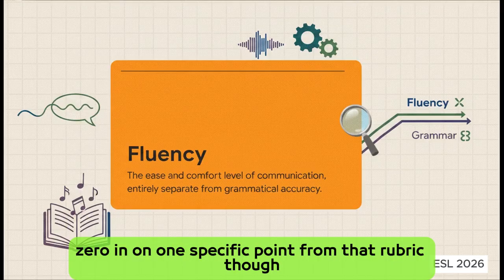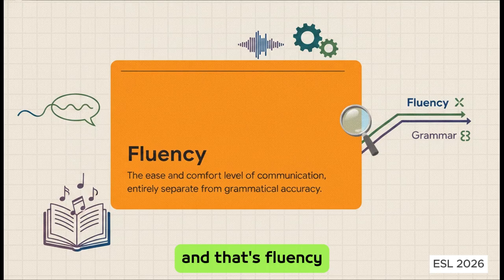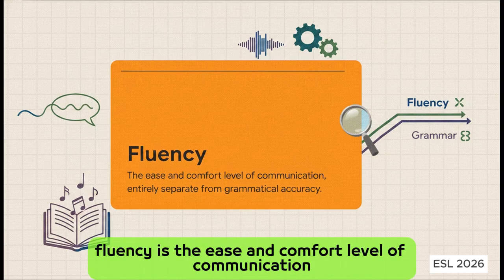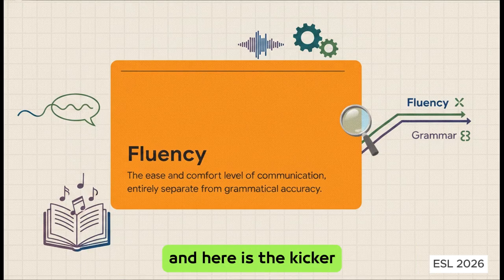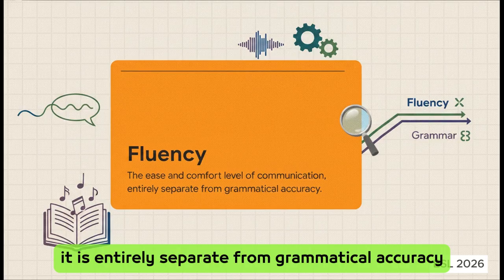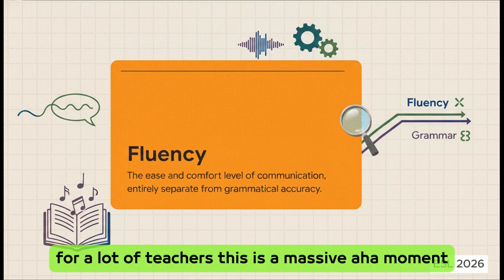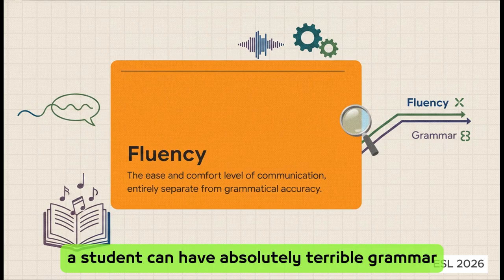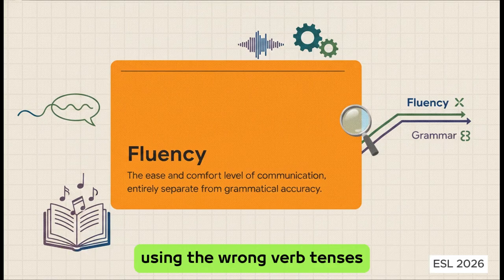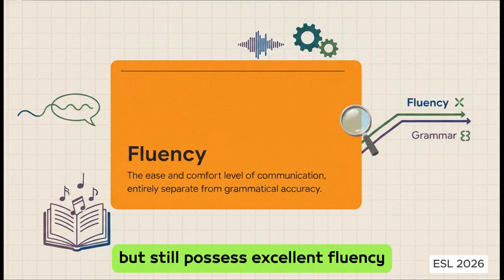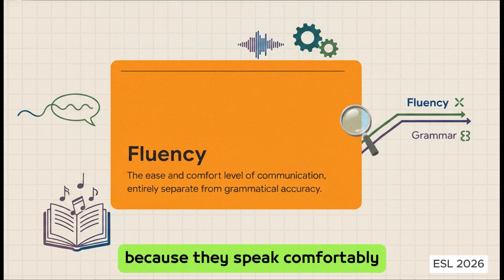I really want to zero in on one specific point from that rubric, though, and that's fluency. Fluency is the ease and comfort level of communication, and here is the kicker. It is entirely separate from grammatical accuracy. For a lot of teachers, this is a massive aha moment. A student can have absolutely terrible grammar, using the wrong verb tenses and dropping articles left and right, but still possess excellent fluency because they speak comfortably, smoothly, and without hesitation.